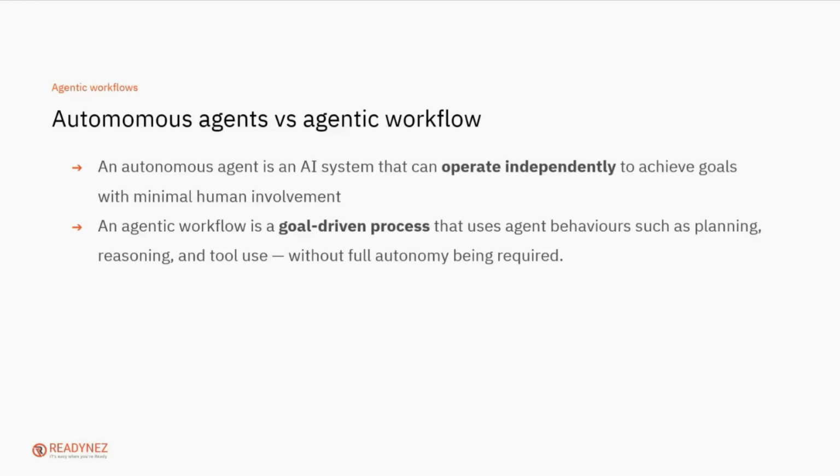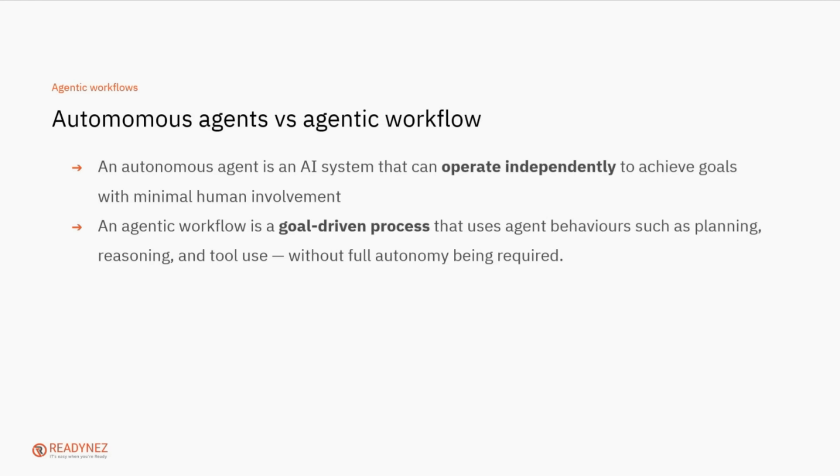An agentic workflow in comparison is goal orientated, but with longer term goals. It uses agent behaviors such as planning and reasoning without full autonomy being required. It uses dynamic decision making, but the key point is my steps are not hard coded. It can include human checkpoints and is often embedded into other systems, so within Copilot Studio agents or Power Automate. I can have agentic workflows that can be kicked off as part of Power Automate or can run Power Automate flows.